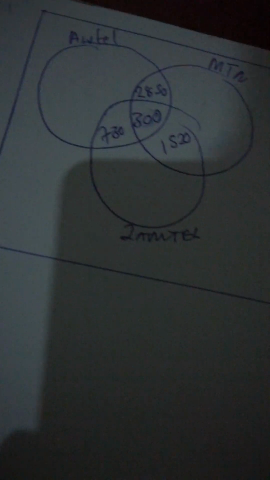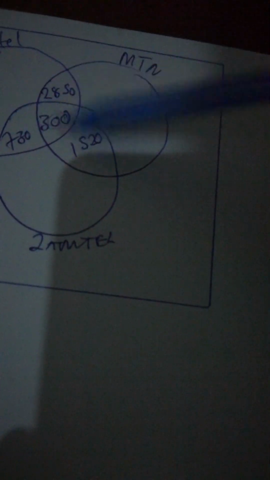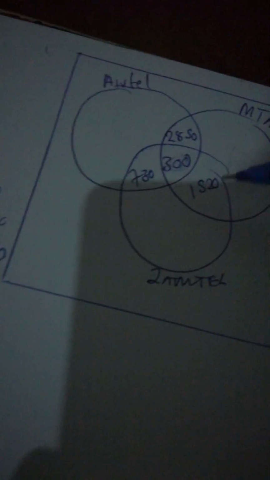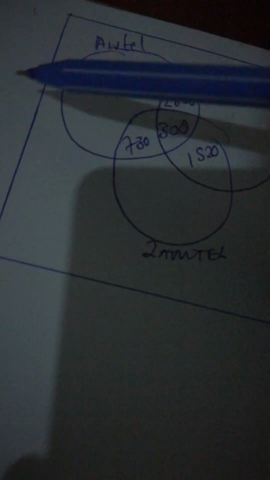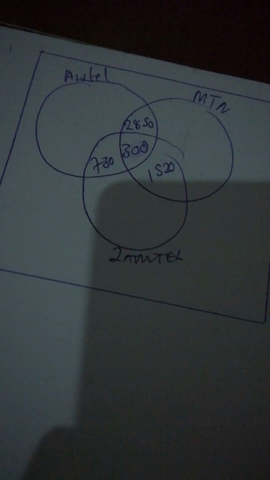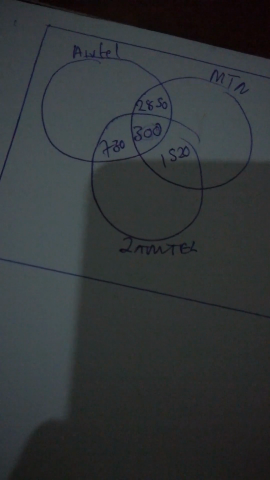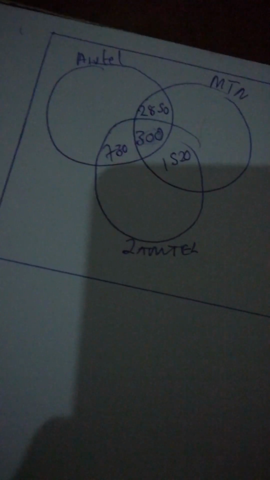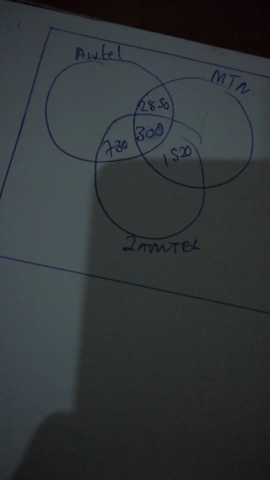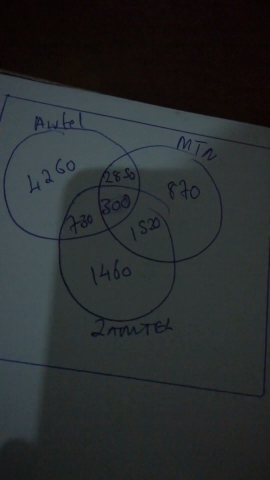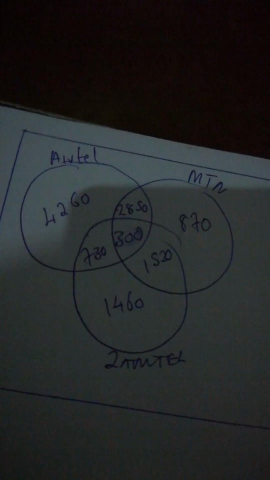This applies to those who used MTN. We'll add these and subtract from the total number of those who used MTN, so that when we add everything in here, we should have that total number. The same applies for those who used Zamtel. Let me just do the addition. You can as well try that and compare. You pause this video and do the comparison. You must have something like this after doing your calculations.